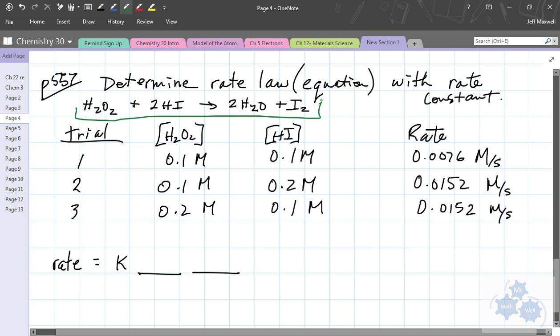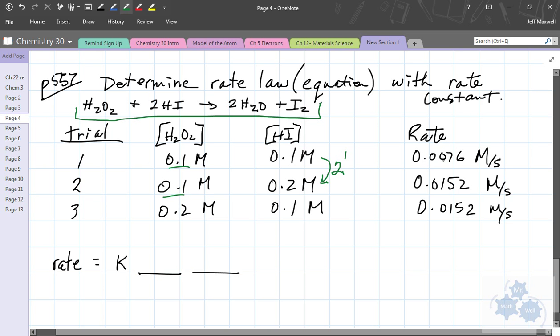So we want to examine the data. There's only 3 trials, so this shouldn't be too hard, right? If you look at trial 1 and 2, we see that the concentration of hydrogen peroxide is held constant. What we're changing is the concentration of hydrogen iodide, HI. So what's happening here? Times what? Times 2 to the power of 1. Let's always try and include some exponents there, just while we're determining this, okay?